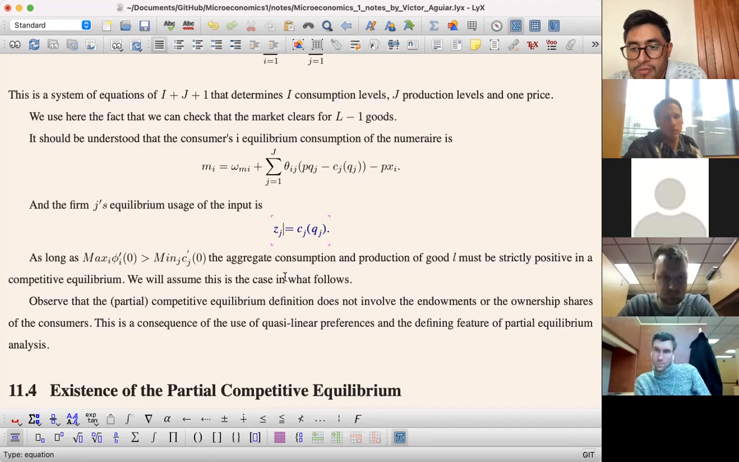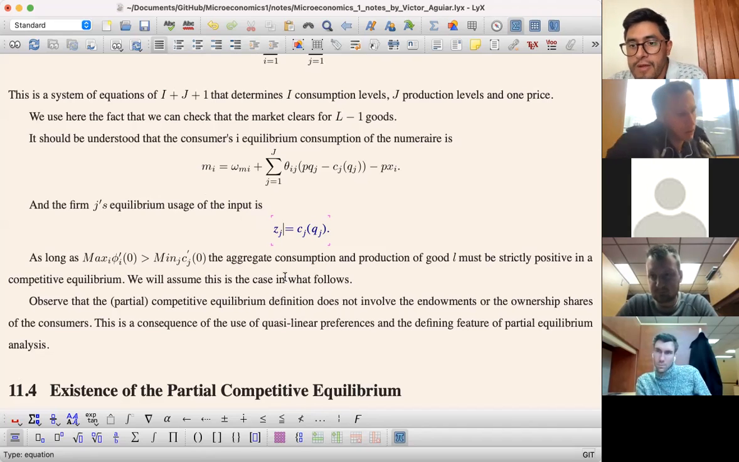So is the equilibrium unique, or is it multiple? And if it is multiple, can I say something about it? Can I control somehow the multiplicity? So these are the two classical questions in general equilibrium analysis. The first question is existence of an equilibrium. And the second question is about uniqueness of the equilibrium, okay?